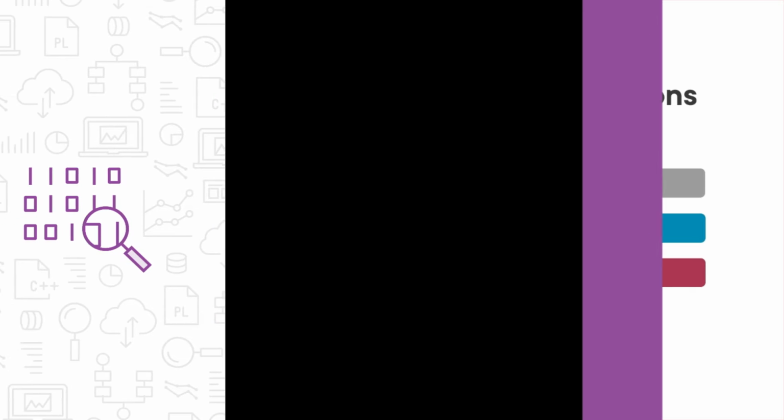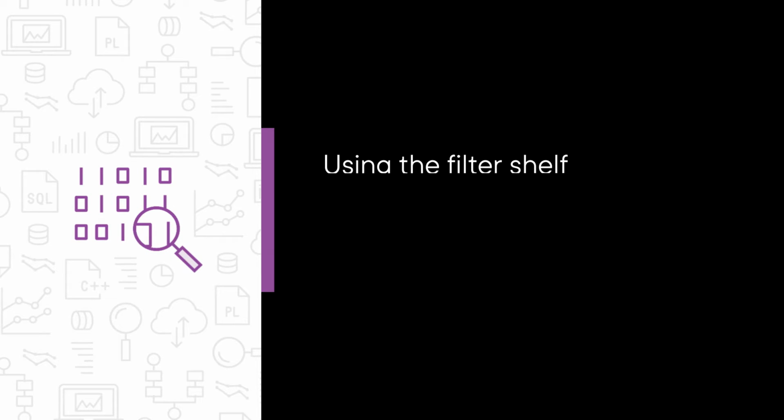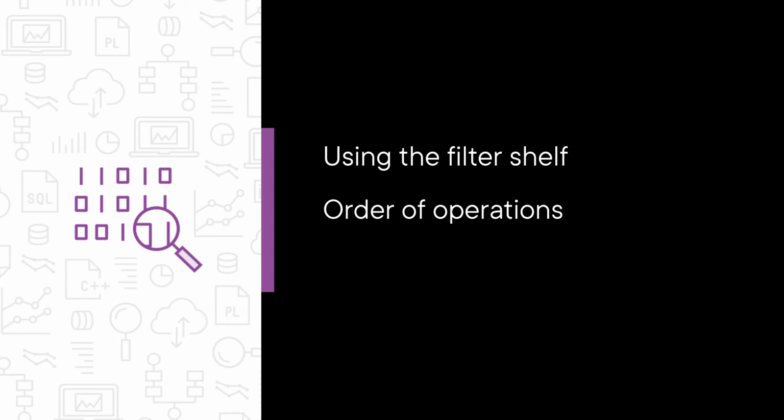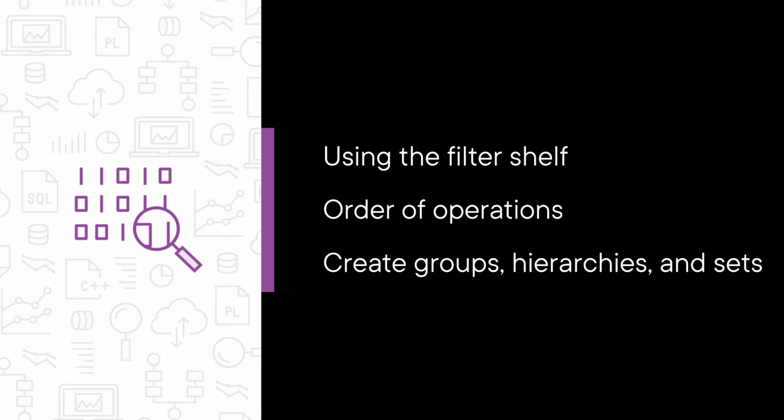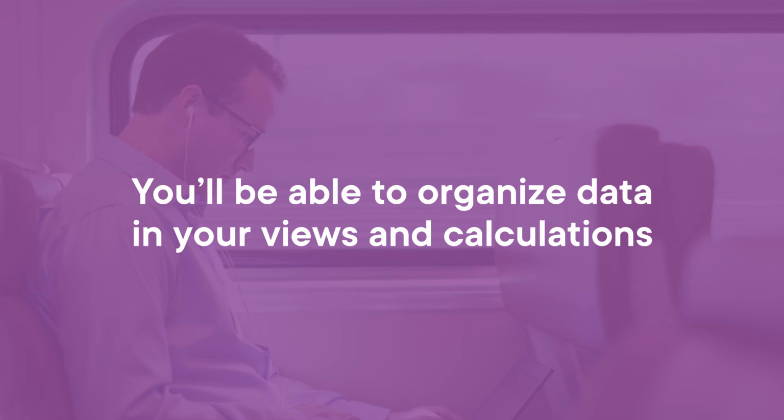Some of the major topics that we will cover include learning how you can use the filter shelf so you only see the relevant data in your view, discovering how order of operations can impact results, and finally, you will learn how you can create groups, hierarchies, and sets. By the end of this course, you will have the skills and knowledge of organizing data needed to consistently use them in your views and calculations.